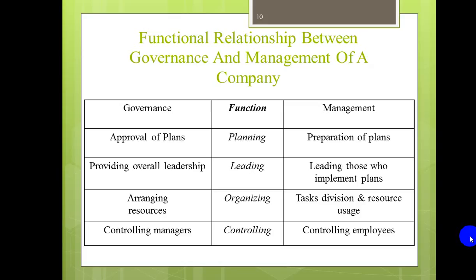Controlling: governors are controlling managers, and managers are controlling employees. The question is, if governors control managers, then who controls the governors? Definitely, the governors can be controlled by the shareholders. They can be controlled. How?